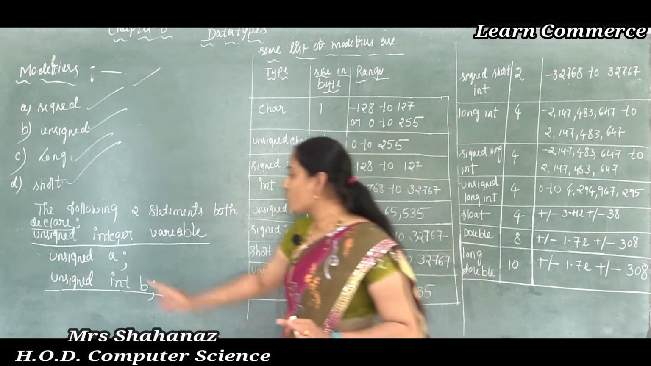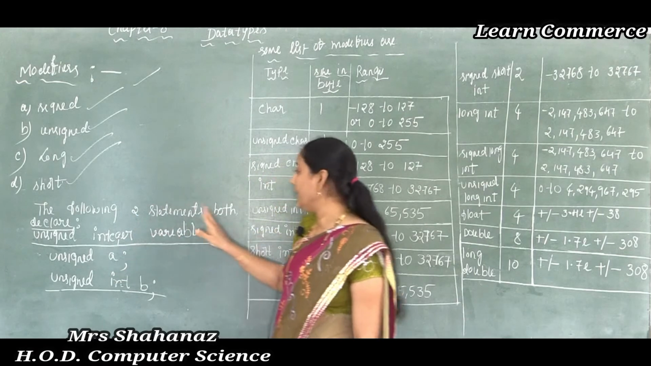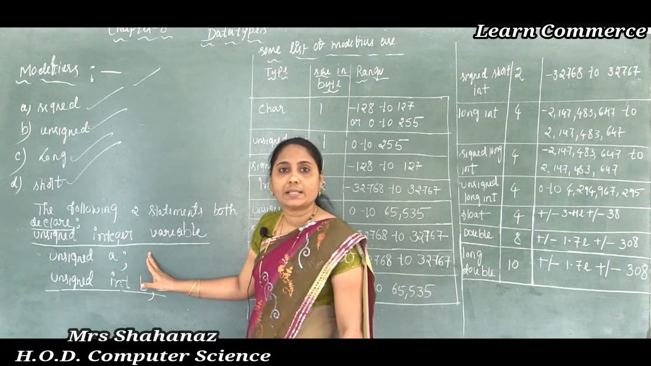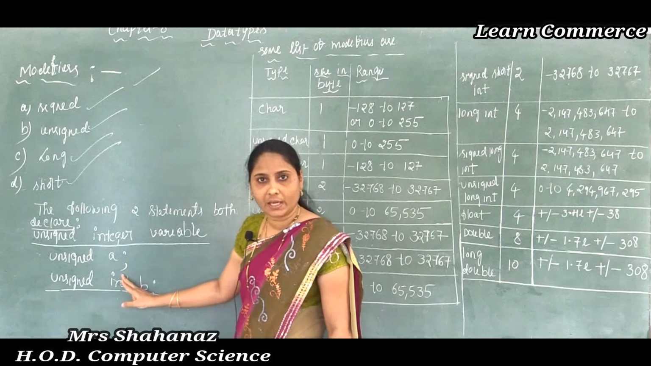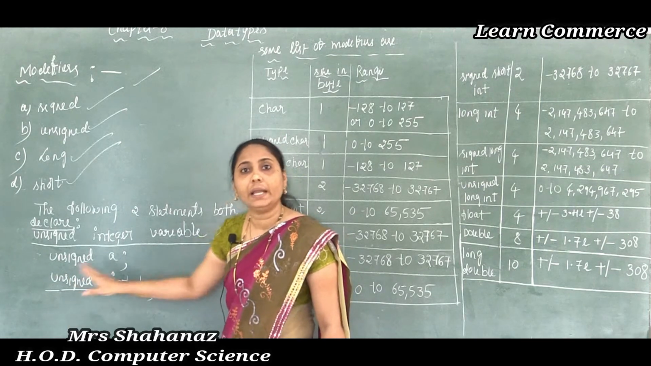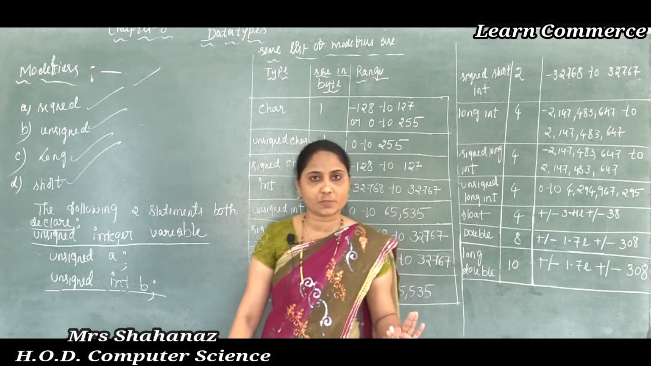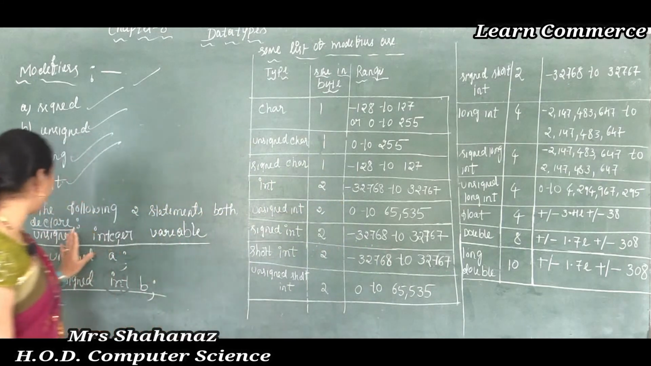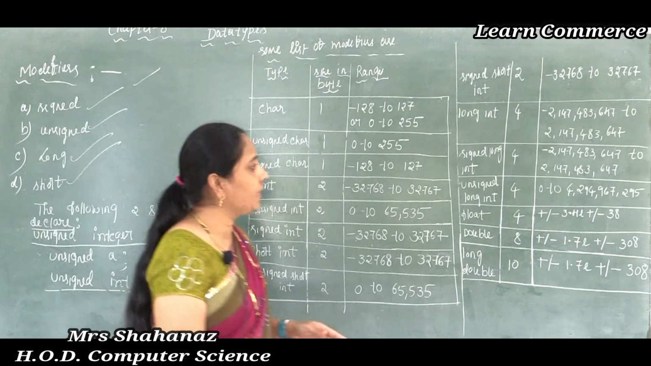Clear this point? Both are the same here, just the statements declare the unsigned integer variable. The first example is unsigned a, the second example is unsigned int b, just the int is missing in the first case here. So clear this point here? So this is the example for unsigned. These two statements declare the unsigned integer variable.